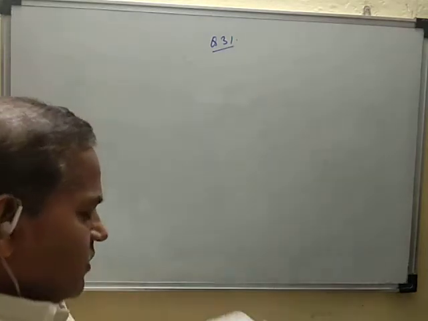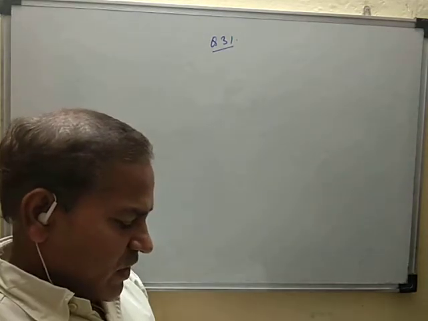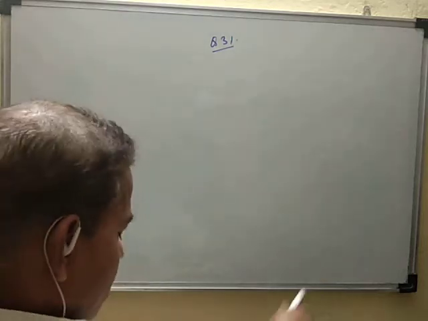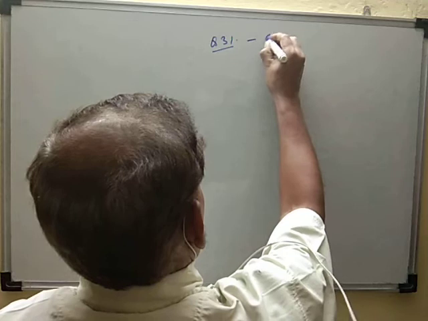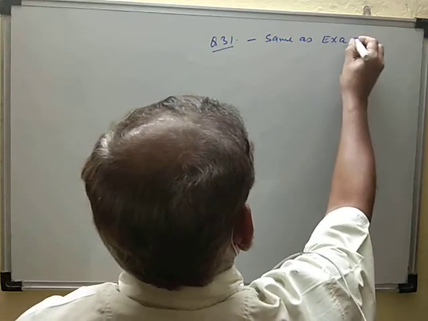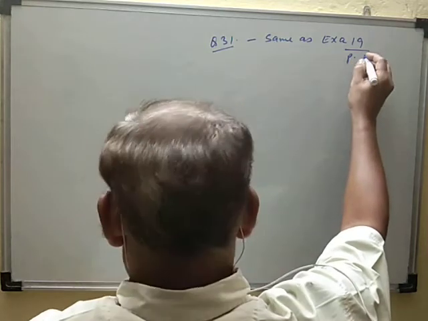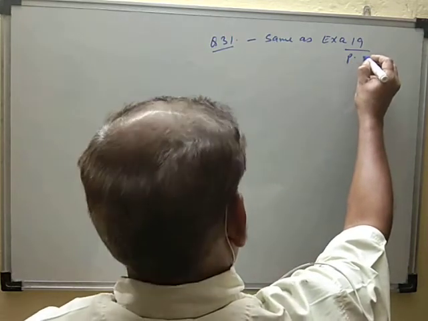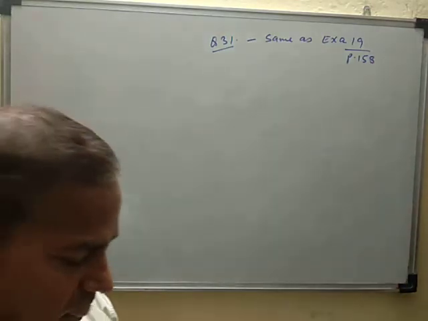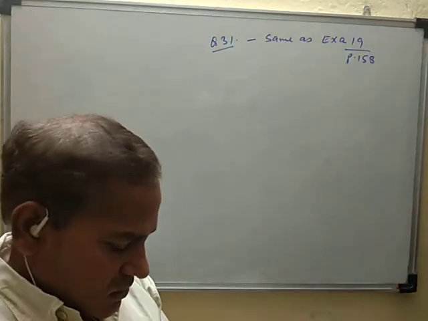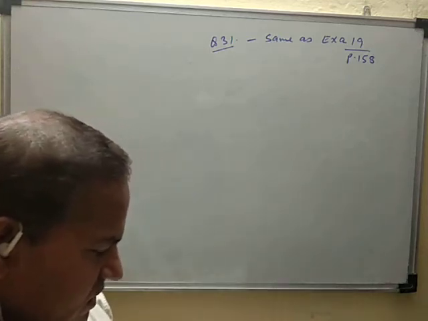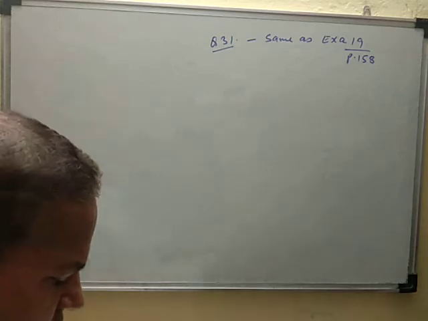question number 31, f of x is equal to cos x square, same as example number 19, page number 158. Same question we will apply here. And 32, mod cos x. Mod cos x same as example number 20 also.